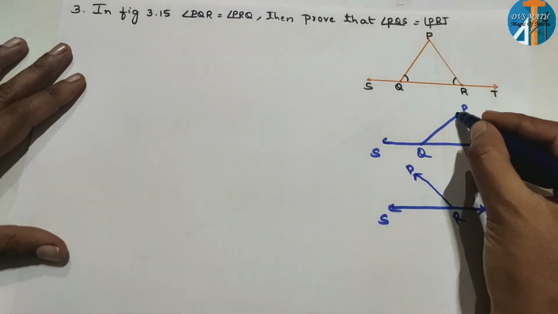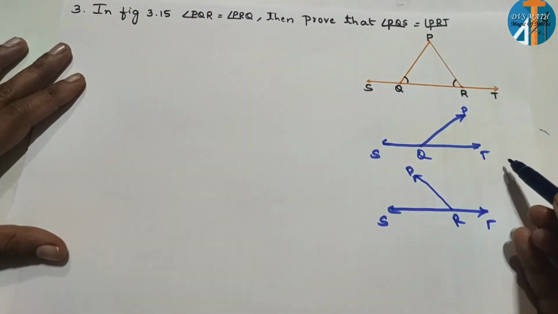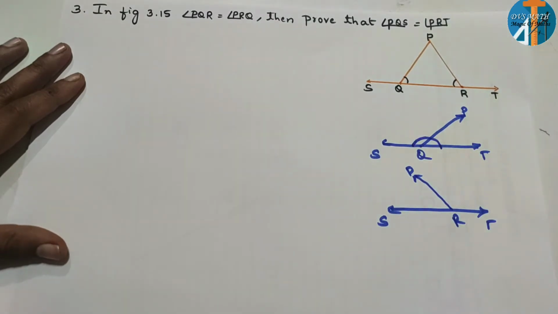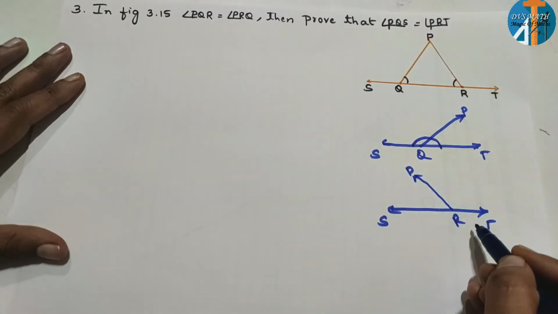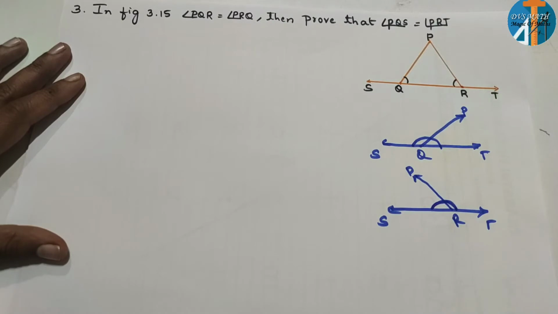Observe these. PQ is a ray on ST, right? PQ is a ray on ST. So what happens to the whole angle? The sum of these two angles will be 180 degrees, right? Similarly here, PR is also lying on ST. Again the sum of these two angles will be 180 degrees.